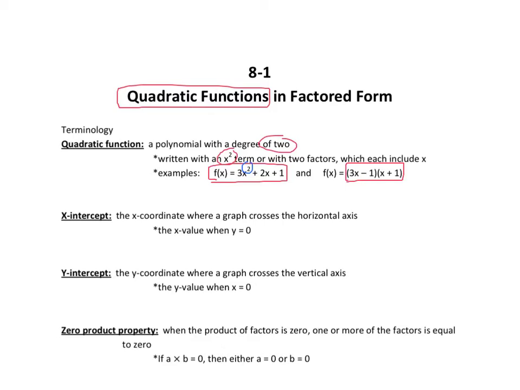So if I were to FOIL this, I would get 3x squared. First times first, outside would give us 3x, inside would give us negative 1x, and last is negative 1, which cleans up to be 3x squared plus 2x minus 1. Notice again that it has a power of 2, which makes it a degree 2 polynomial, otherwise known as a quadratic function.